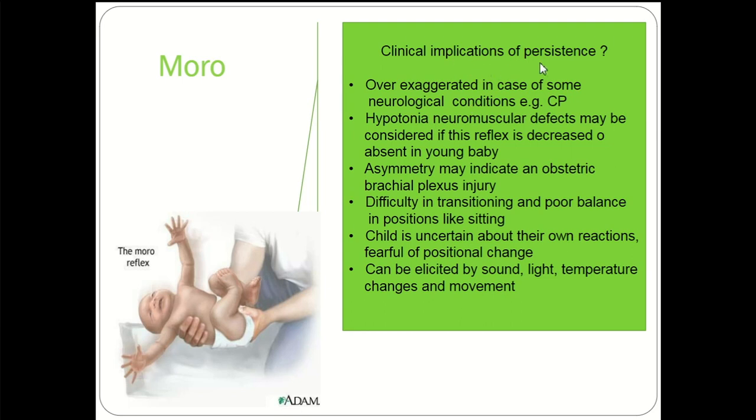If this reflex is still persistent after the normal time, then it is over-exaggerated in some neurological conditions like CP. Hypotonia and neuromuscular defects may be considered if this reflex is decreased or absent in young babies. Asymmetry may indicate an obstetric brachial plexus injury, difficulty with transitions, and poor balance in positions like sitting. The child is uncertain about their own reactions, with fear of conditional change or positional change, and it can be elicited by sound, light, temperature changes, and movement.